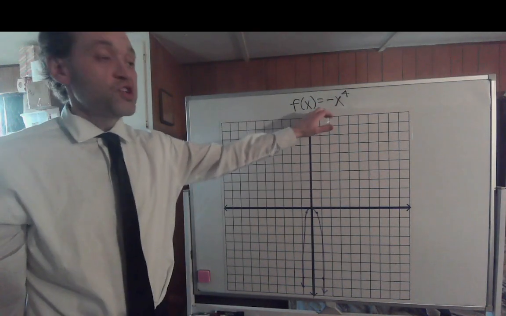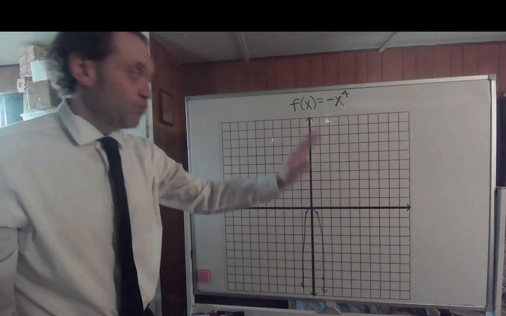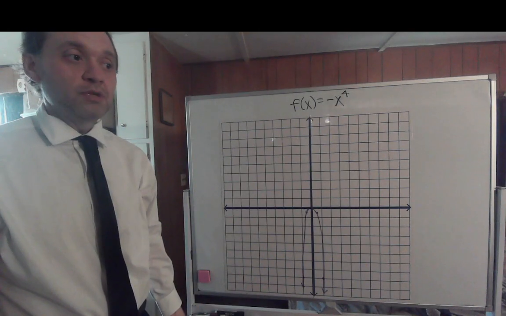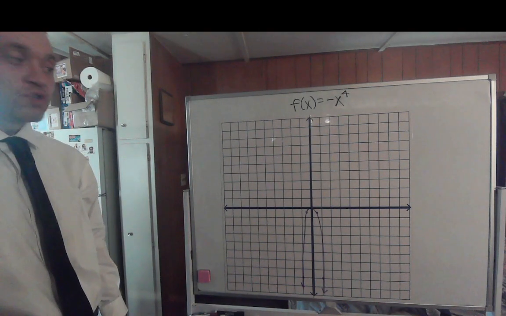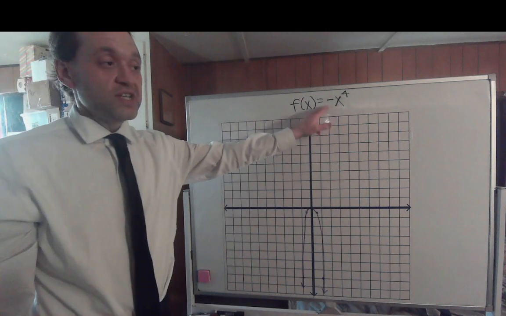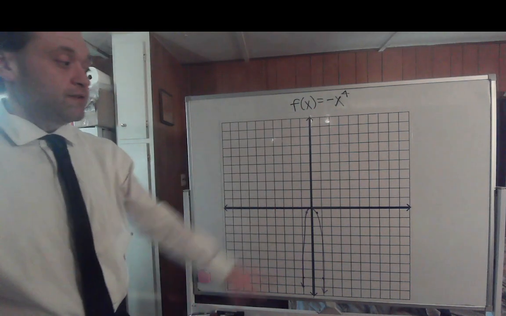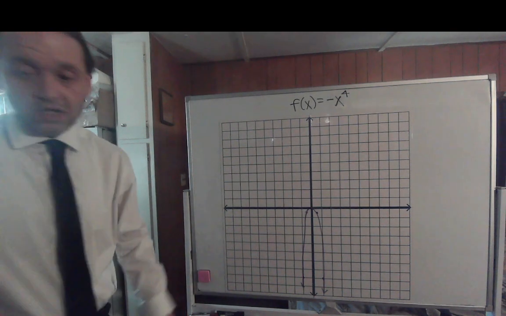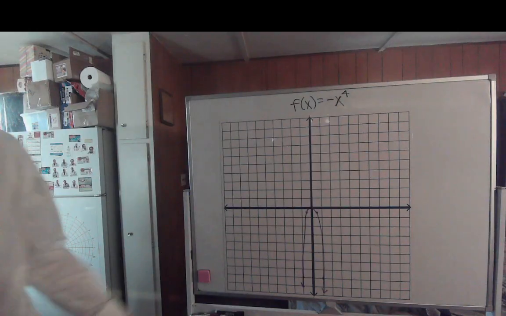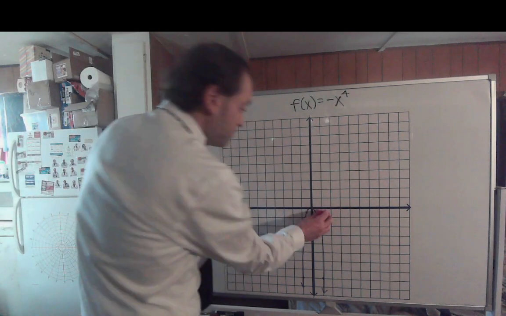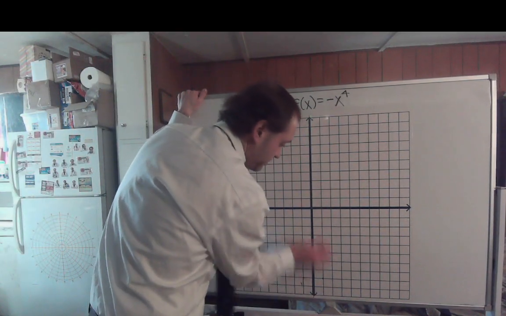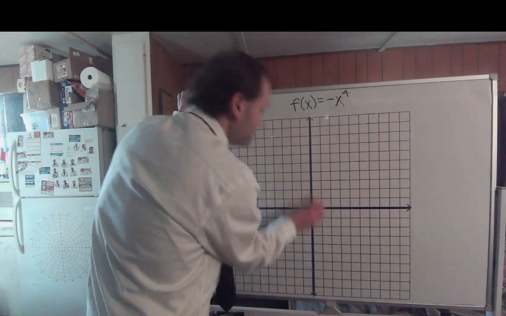If the coefficient is positive, it rises to the left, rises to the right, and pretty much looks like a parabola, almost like f of x equals x squared. If the coefficient is negative for an even power, it falls to the left and falls to the right. Okay? Now, let's move on to odd powers. And if we did f of x equals negative x to the 6th, we would get roughly the same thing.